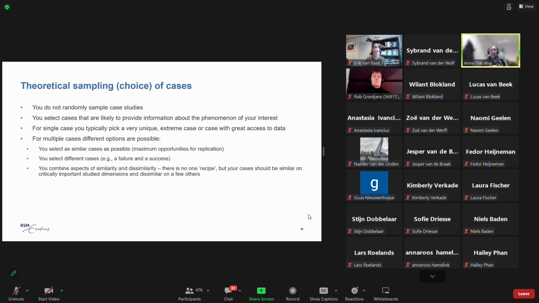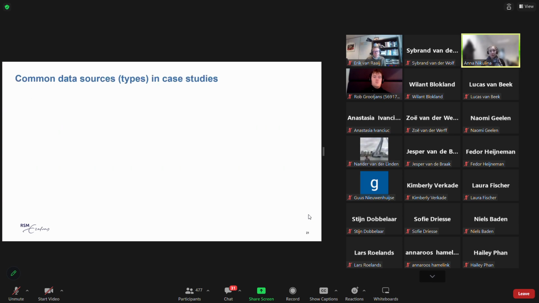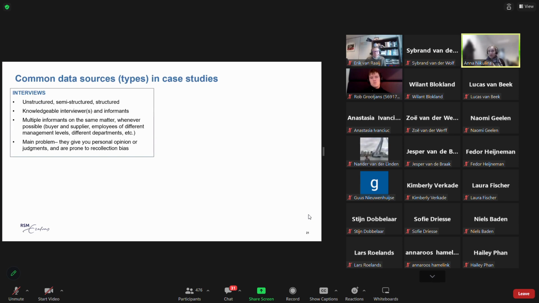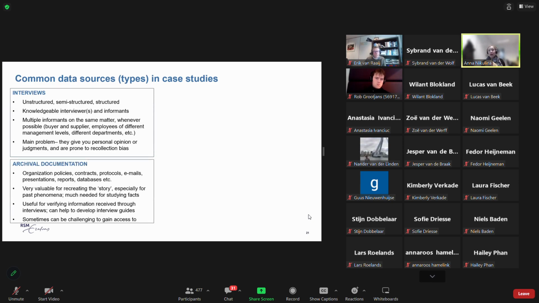So this is something that you actually see quite often in studies. But again, the idea here is that you do not go for any case that's there. You really need to find the ones that fit your needs for your research. And of course, within the case studies, you work with different types of data. First of all, you work with interviews. I will talk about interviews in the second part in more detail, but interviews typically are the most common data collection method and data type in case studies, often combined with archival documentation.